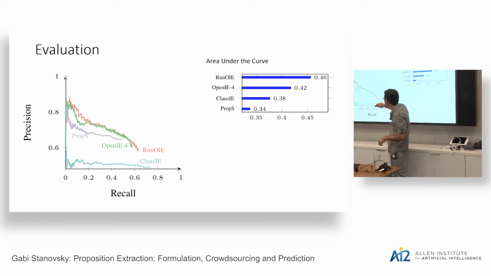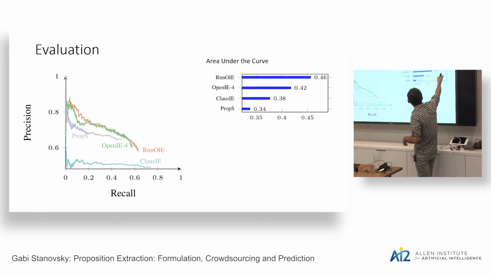And here it's kind of hard to see that we do better. RNN OIE is ours. But if you look at the area under the curve, you can see that we do 4% better than OpenIE 4, which does 4% better than the previous state of the art. So all in all, it seems like we have some advantage over previous work. And again, this is soft matching. If we had counted exact matching, it would be unfair for the other systems, as they would have done poorly.